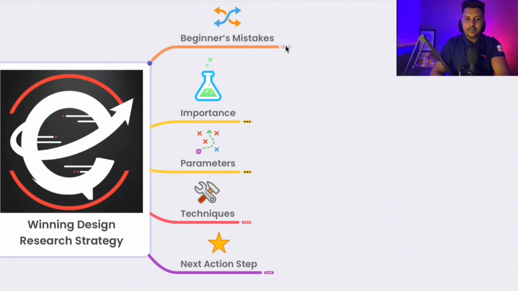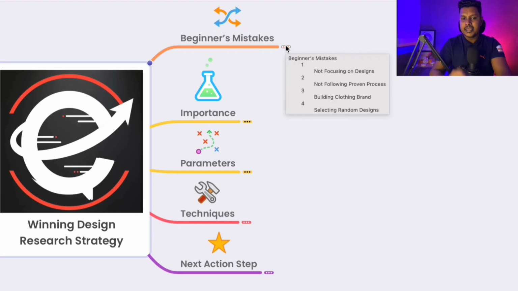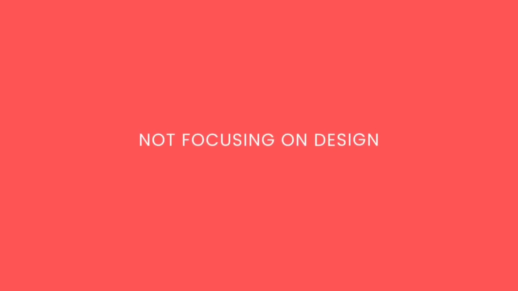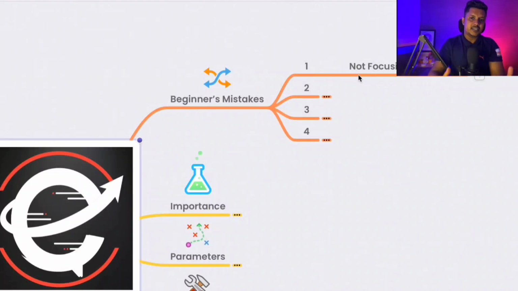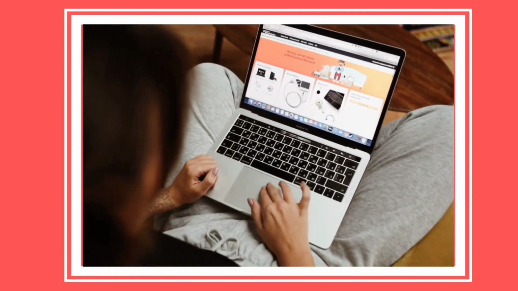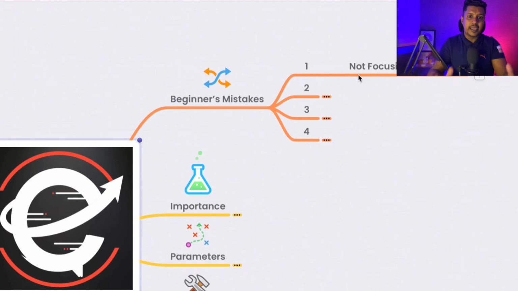Alright, so let's begin with the very first topic, which is the beginner's mistakes. The first mistake is not focusing on designs. A lot of people start their print on demand business ignoring the element of designs. You need to understand that people are buying from you just based on the designs. They are not buying based on how good your Facebook ads are, or how good your website looks. That is not the main important element. The important element is the designs.